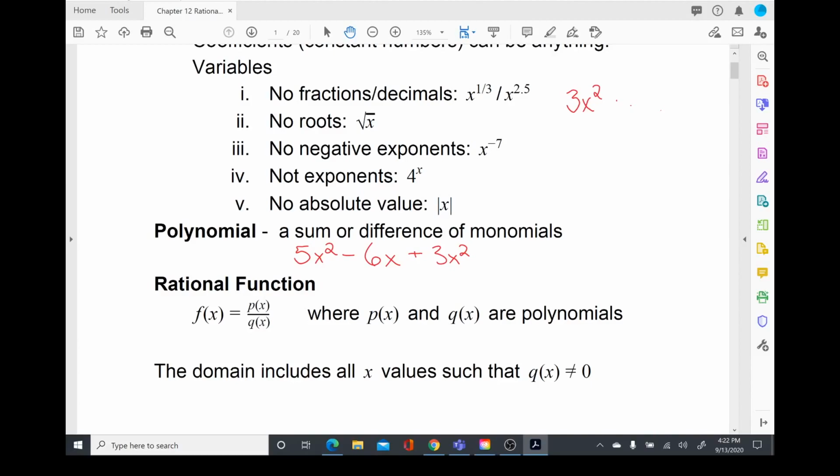A rational function is a function where the numerator and the denominator are both polynomials. And the key here is that the denominator cannot equal 0. 0 does some interesting things when we put it in the denominator, which we will discover in this unit.